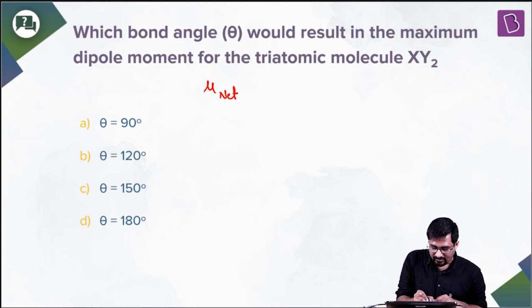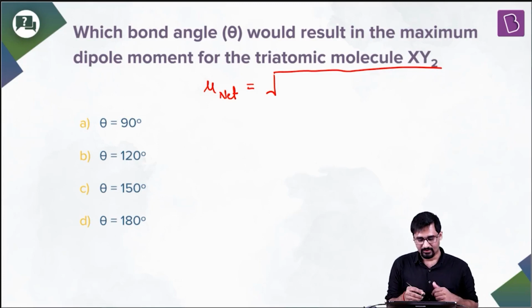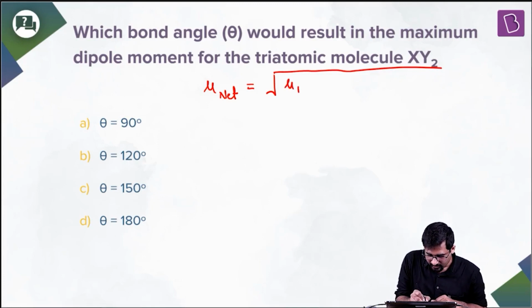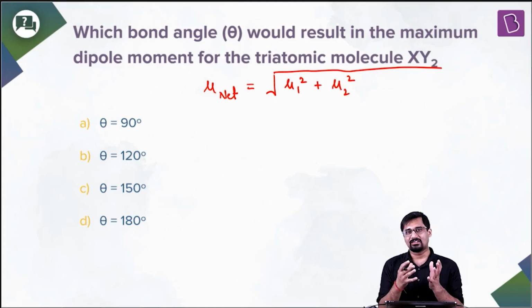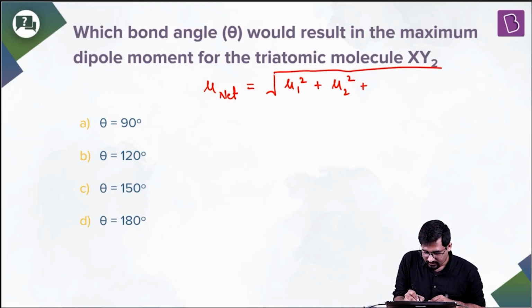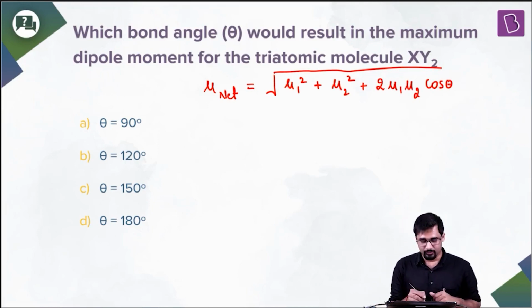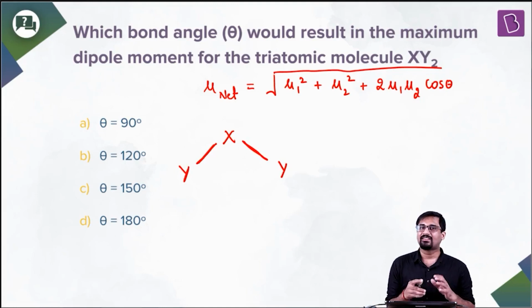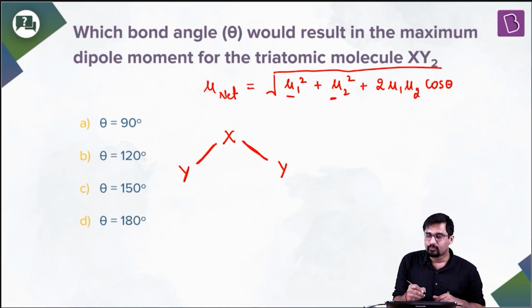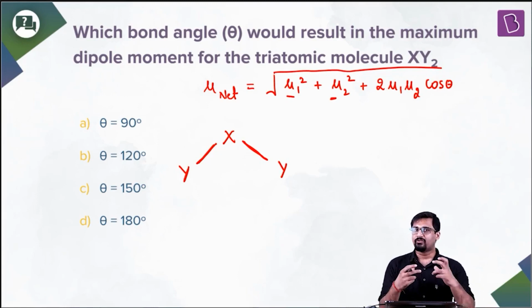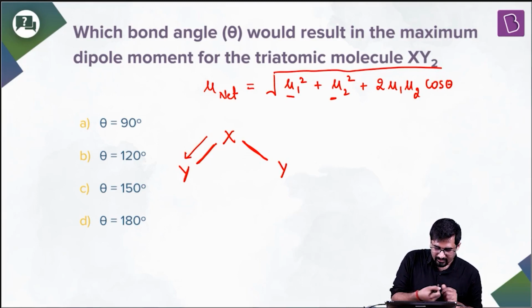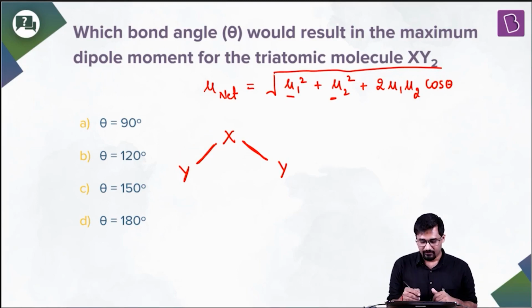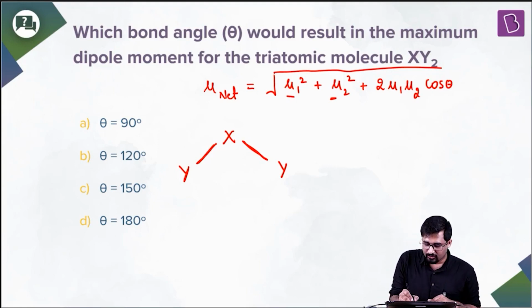you have to use this formula: mu net, or mu resultant, is equal to the square root of mu1 square plus mu2 square plus 2 mu1 mu2 cos theta, wherein mu indicates the magnitude of dipole moment. Now in case of XY2, the bonds present are between X and Y only. That is, there is only one type of bond, the XY bond, which means both mu1 and mu2 are the same in this case. Why? Because both the dipole moments are between X and Y, so obviously the dipole moment of the first XY bond and the second will be the same. So this tells us that the entire value now depends on the value of cos theta.